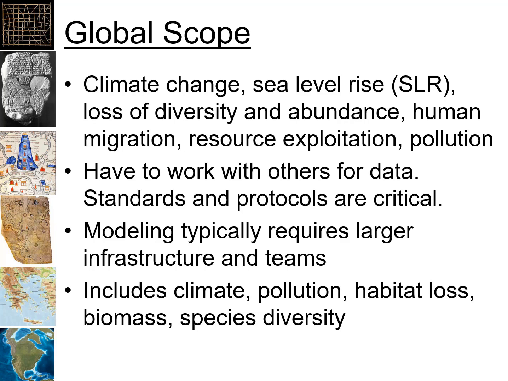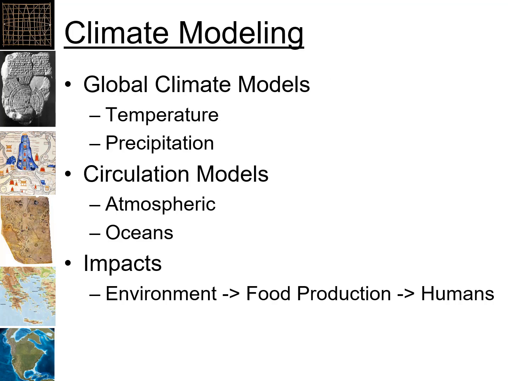Usually to model them, we have to work with other people's data. It's really rare that we can get data on these global issues. So we tend to use data that others have collected or multiple people have collected and put together. When you go to do that, those standards and protocols for how the data is collected and managed are really critical, because otherwise when you try to put the data together, they're different and it just won't work, or you'll do modeling and your results really won't be robust. Modeling typically requires larger infrastructure, often banks of computers and months to run these models, and often teams of people working together as opposed to individuals. This includes, as I said, climate, pollution, habitat loss, biomass, and species diversity.